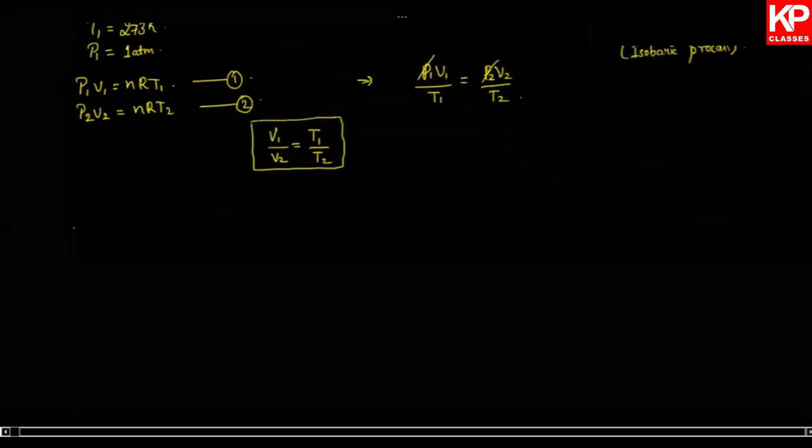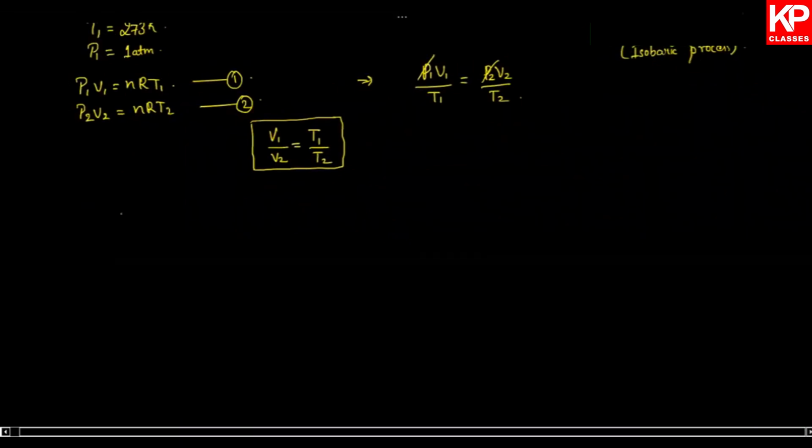Now I'm going to calculate the volume for the first state, and then we will deal with the second state. Based on the ideal gas law, P1 V1 equals nRT1. Here we already know P1 is 1 atm, and for the volume V1 we are calculating, n is 1 mole, and R.